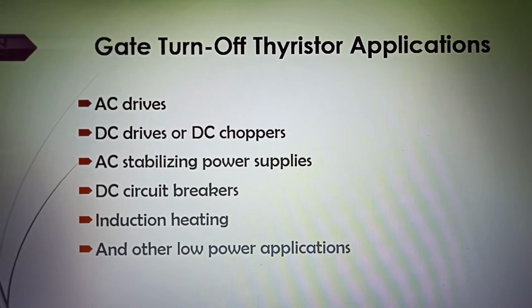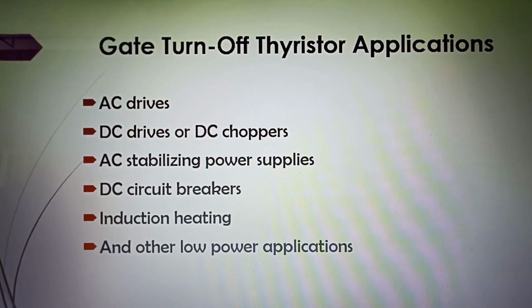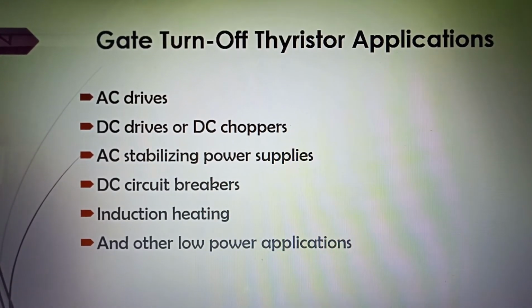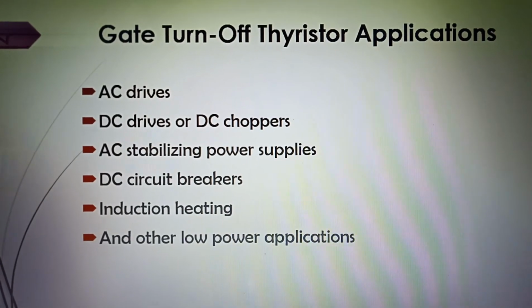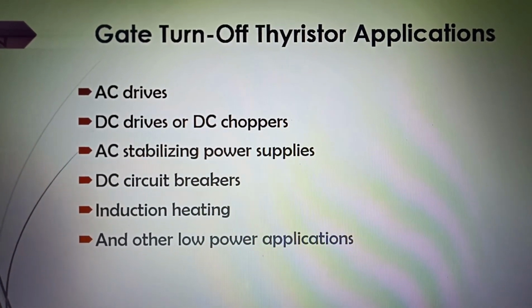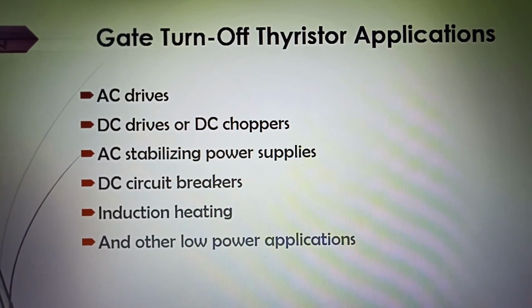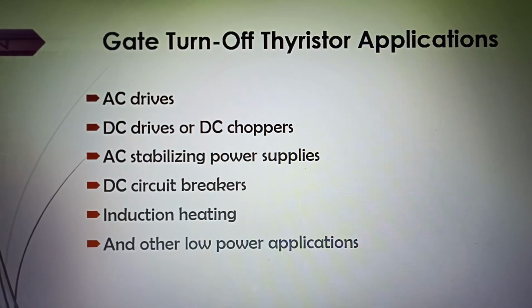These are the applications of the gate turn-off thyristor: AC drives, DC drives or DC choppers, AC stabilizing power supplies, DC circuit breakers, induction heating, and other low power applications.